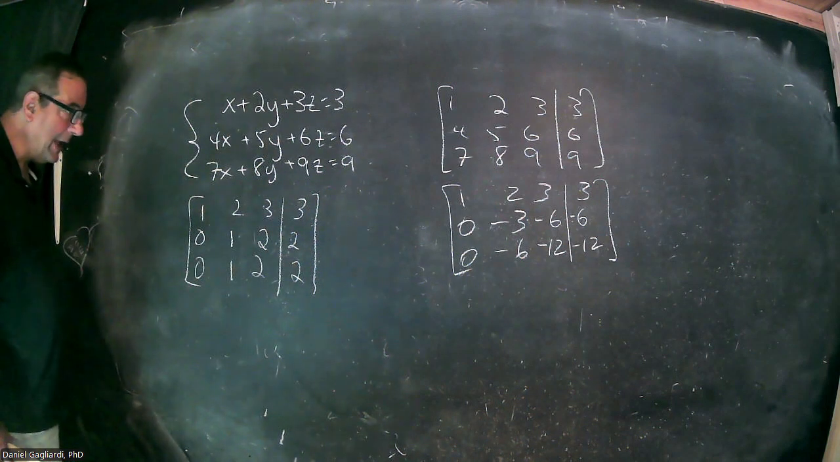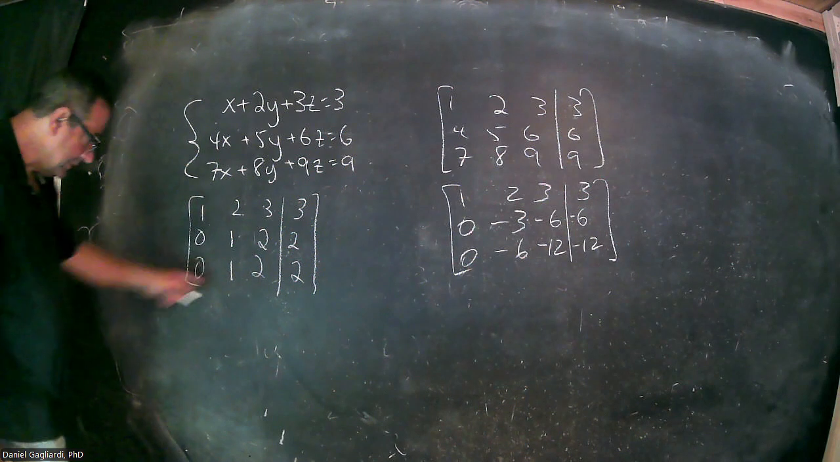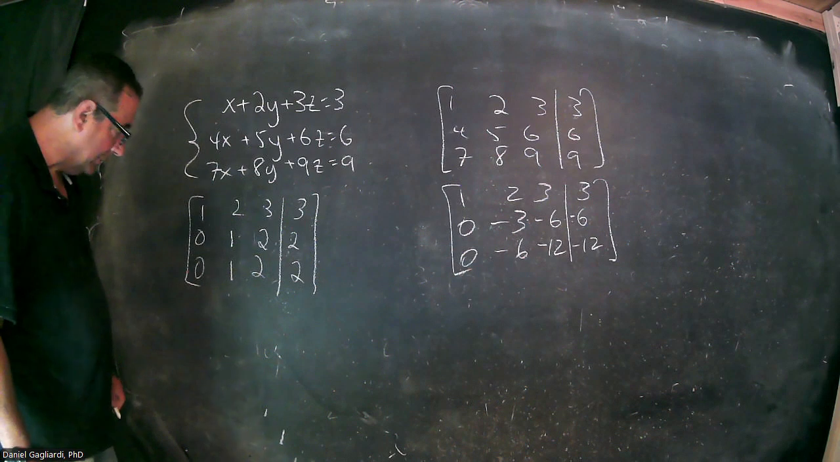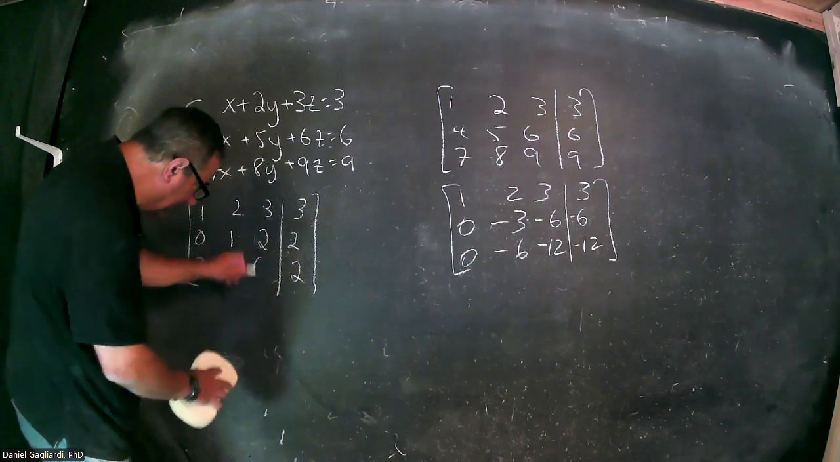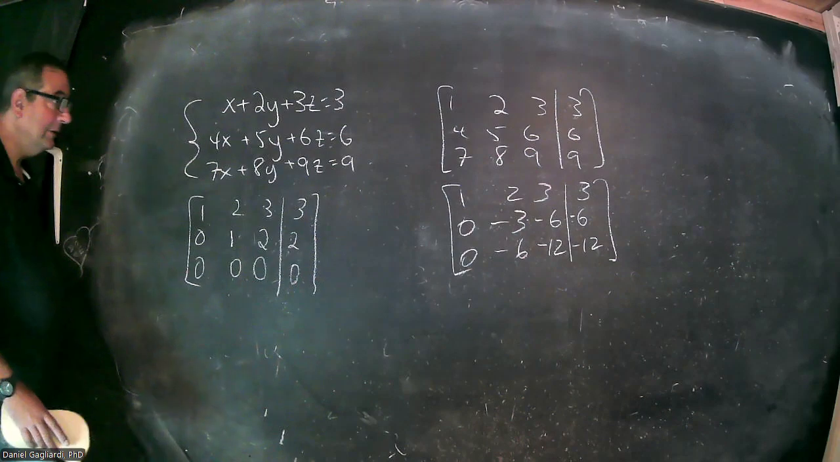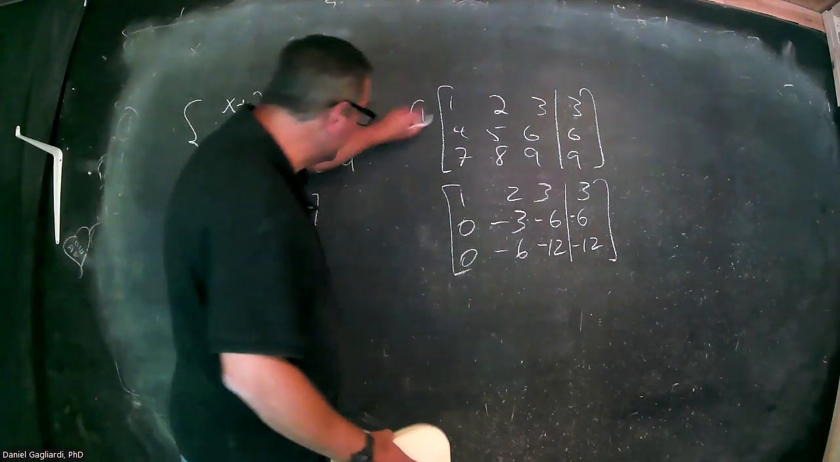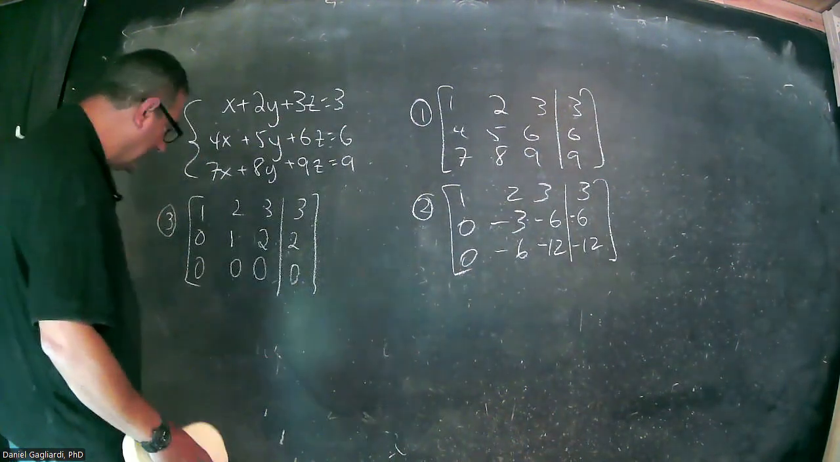So now all we have to do is subtract row 2 from row 3. So row 3 minus row 2. I'll do that right here. So 0, 0, 0. Good. All right. So this is step 1, this is step 2, step 3. Okay, let's see where we're at now.